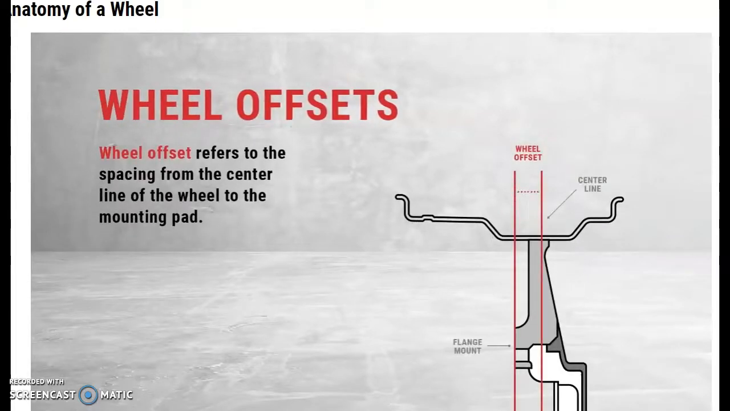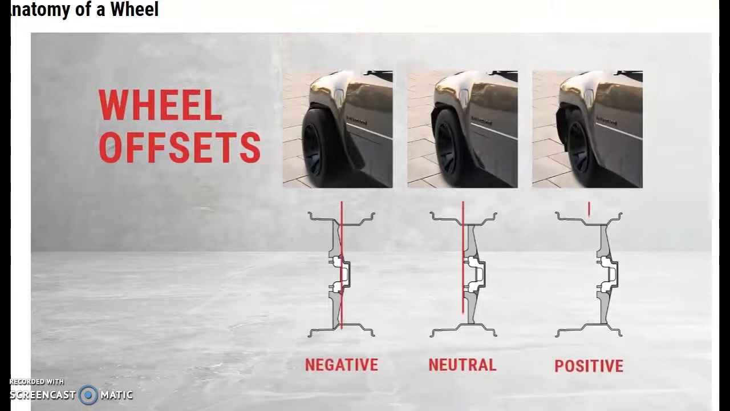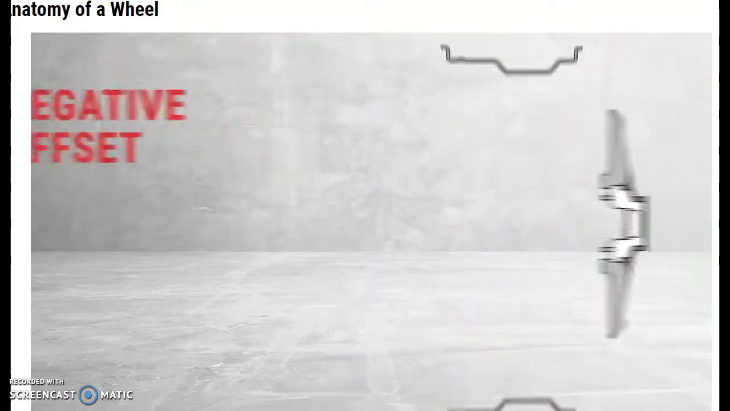Wheel offset is the spacing from the center line of the wheel to the mounting pad. It's important to note that having the wrong wheel offset will affect the back spacing in a negative way. The 3 different types of wheel offsets are negative, neutral, and positive.